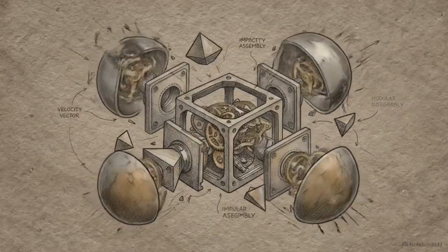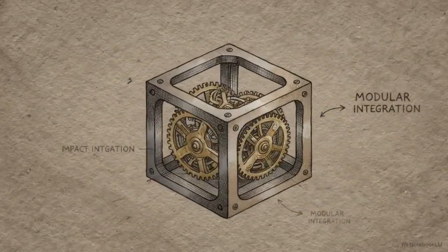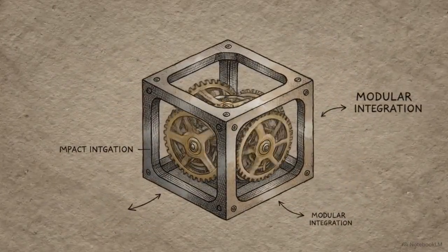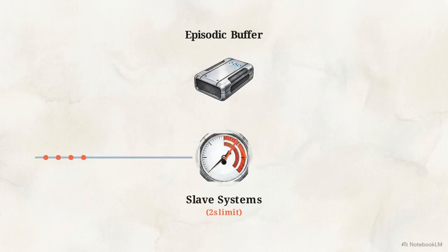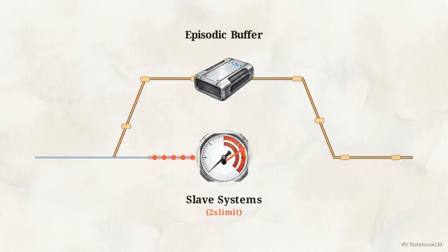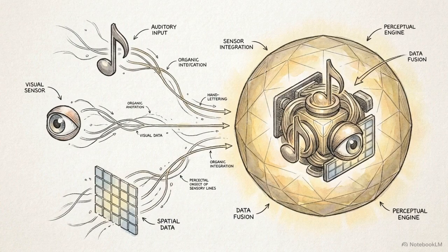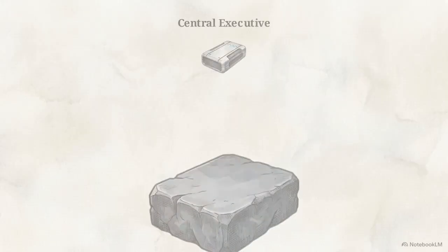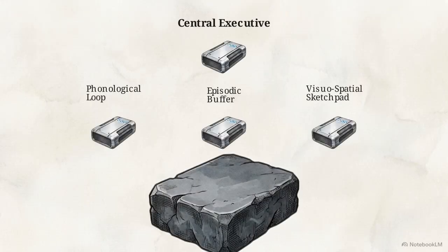By binding individual pieces of raw data into meaningful blocks based on prior knowledge, the buffer bypasses the strict 2-second capacity limits of the slave systems. The episodic buffer serves as the necessary assembly mechanism that transforms disconnected sensory inputs into the coherent, continuous experience of conscious reality. This completed 4-component architecture has dominated cognitive science for half a century, providing a highly reliable framework for experimental design.